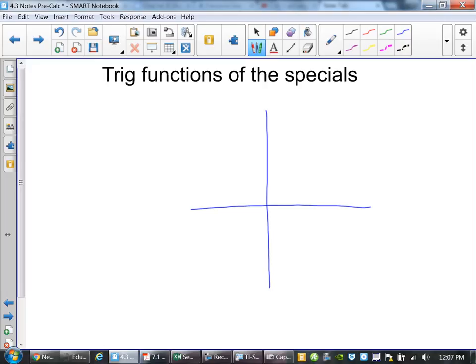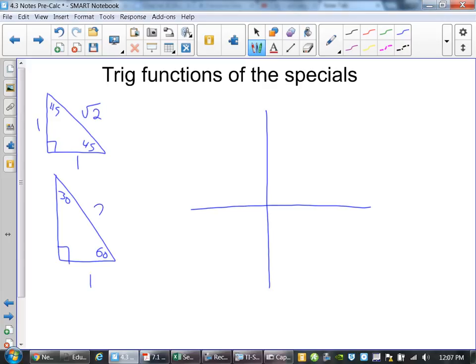And when I'm talking about the trig functions of the specials, I'm looking at our 45, 45, 90, and our 30, 60, 90. This is where everything comes in. This is where all of our special angles build out of. Now, when we wrote these out before, we wrote it out as 1, 1, root 2, 1, 2, and root 3. I know you guys have done that. I know you guys have all seen that.